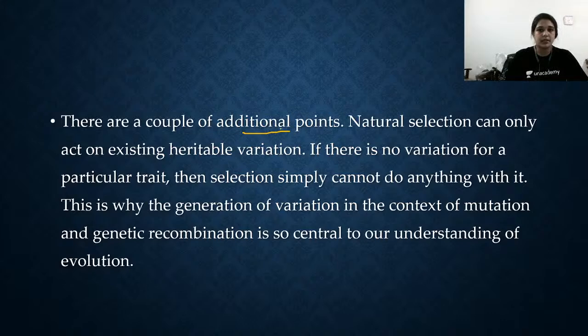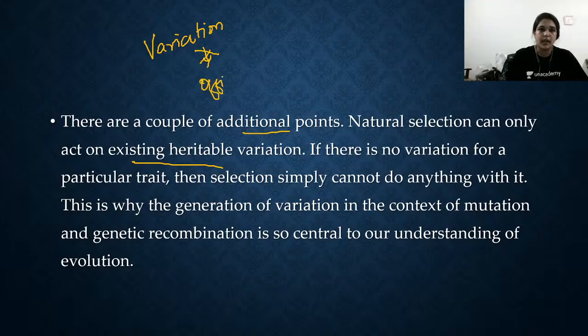There is a couple of additional points. Natural selection can only act on existing heritable variation. If there is no variation for a particular trait, then selection simply cannot do anything. That is, if there is a variation but it is not passed on, it stops there itself. Offsprings are not having this variation. Do you think offsprings can survive? No. Only the heritable variation will decide whether they can survive or not. The non-heritable variation cannot decide that.